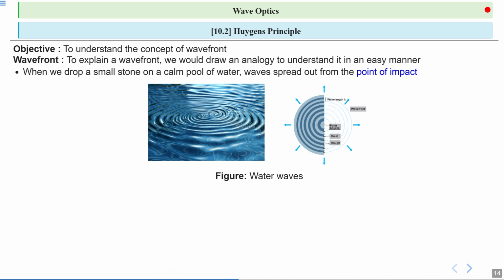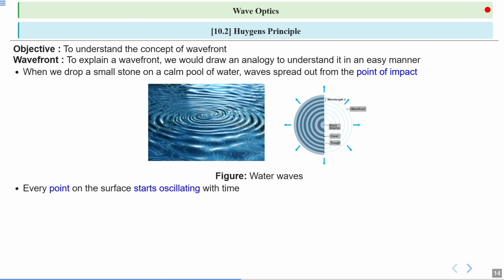Okay, so what is wavefront? This circular part, one circular part, is called a wavefront. Okay, so for water waves, what is the shape of the wavefront? Circular. For water waves, the shape of wavefronts is circular.